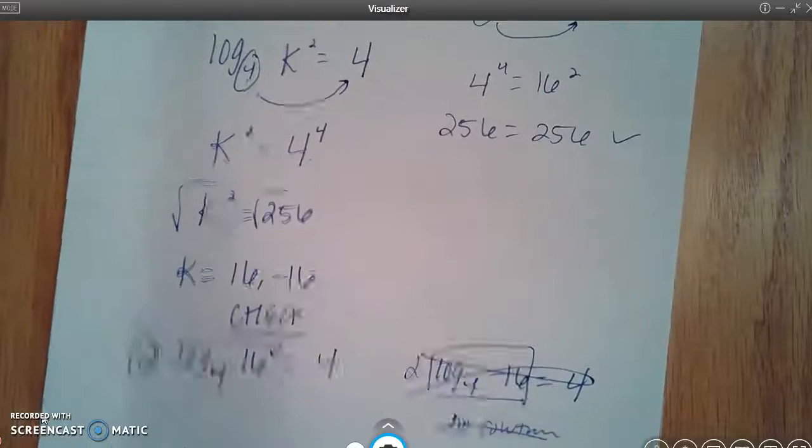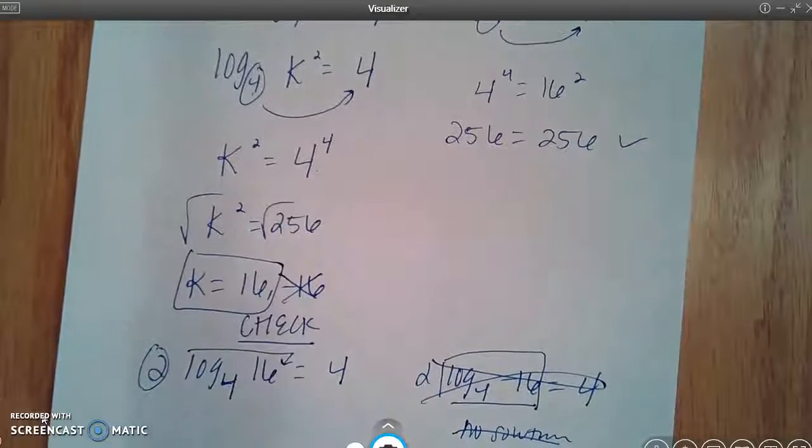And going back to number 15, negative 16 didn't work. So that's how you get 16 to be your only answer.